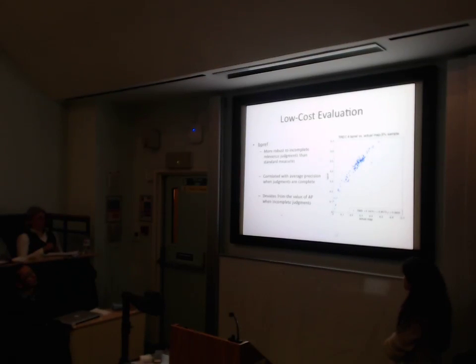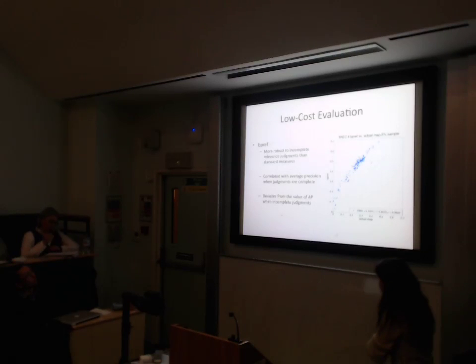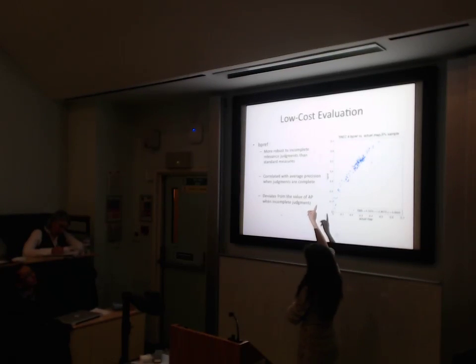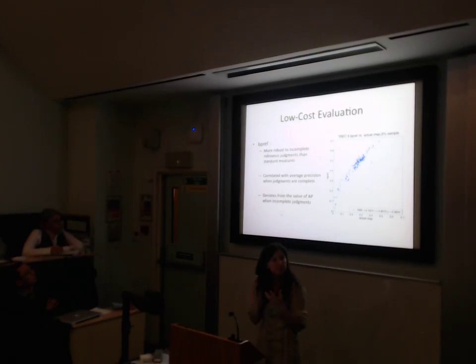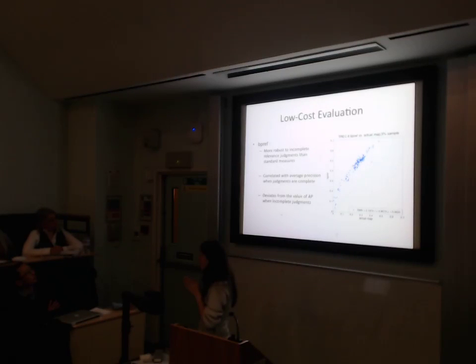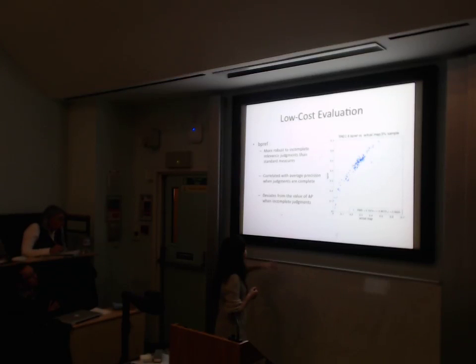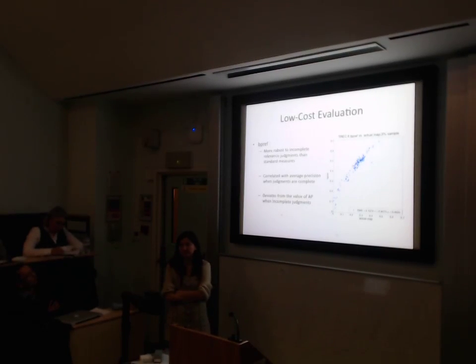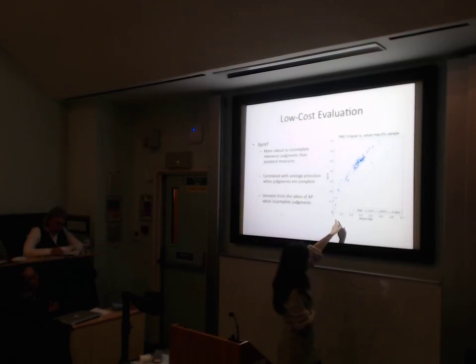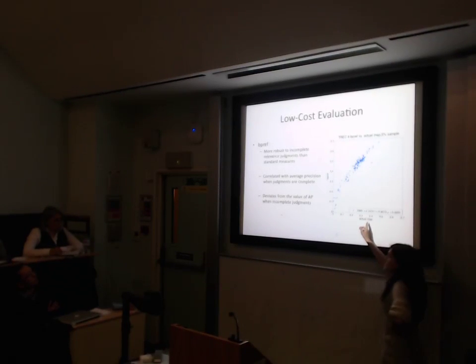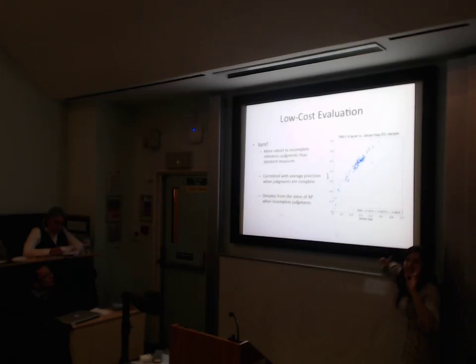BPREF is more robust to incomplete judgments than standard metrics, and it is highly correlated with average precision when your judgments are complete. So it is still doing something reasonable, because it is correlated with average precision. When your judgments are complete, it's a reasonable metric. But what happens is, the value of BPREF deviates from the value of average precision when the judgments become more and more incomplete. So what you see here is, on the x-axis, you have actual average precision computed using a completely judged document collection, okay?